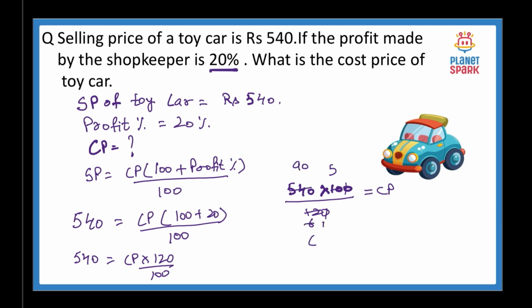So the cost price is equal to 90 into 5. That means the cost price of the article is rupees 450. Cost price of the toy car was 450. This was the answer to the question.